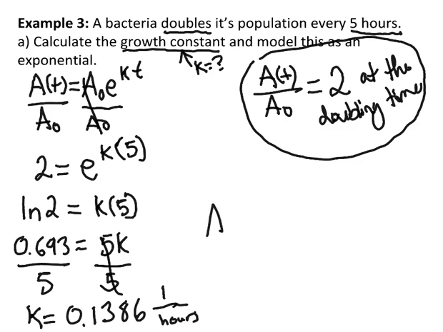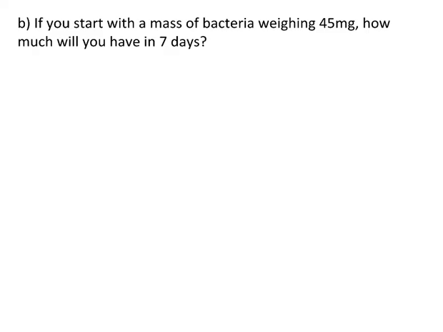So my general equation will be A of t is A0 e to the 0.1386 t, remembering that k has units of hours to the -1 or 1 over hours. All right, let's use that. So I'll write that equation down again because we're going to need it in a second. So A of t is A0 e to the 0.1386 t. Remember that k has units of hours to the -1. Okay, so here I'm trying to solve for how, if I start with some mass of bacteria that weighs 45 milligrams, how much will I have after 7 days?